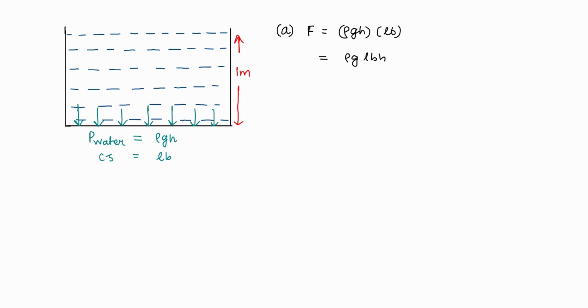If we substitute the values, the density of water is 10 to the power 3, g is 10, and L, B, H are 3, 2 and 1 respectively. On calculation, we find this to be equal to 60,000 Newton. So this is the force which is going to be exerted by the water on the bottom surface.